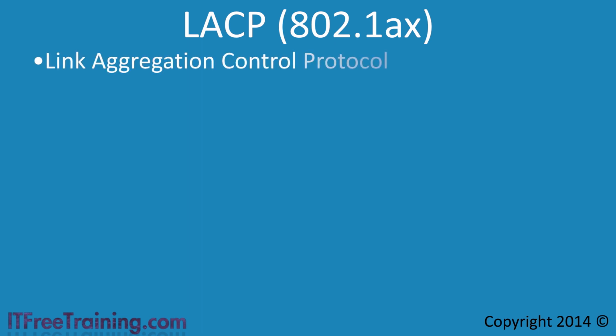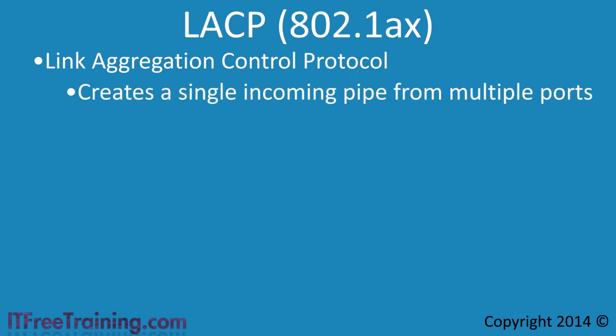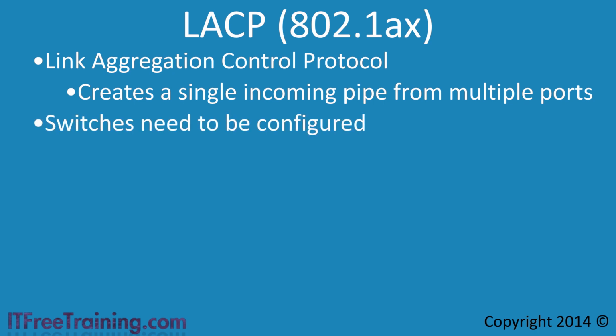The last teaming mode is LACP, which stands for Link Aggregation Control Protocol. LACP uses the 802.1ax protocol, which is effectively a newer version of the protocol used for static teaming. Like static teaming, this creates a single incoming pipe for multiple ports. Just like static teaming, the network switch needs to be configured. LACP is harder to configure and get working than static teaming, so is generally only used in high availability enterprise environments. You will also tend to find less switches supported when compared with static teaming.